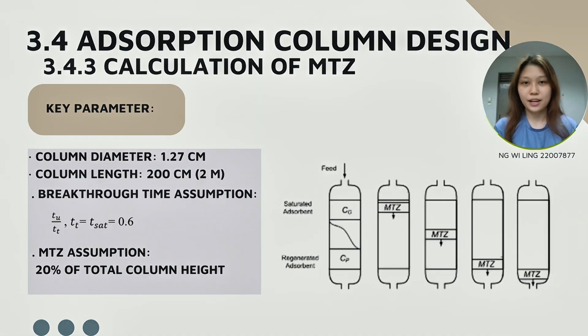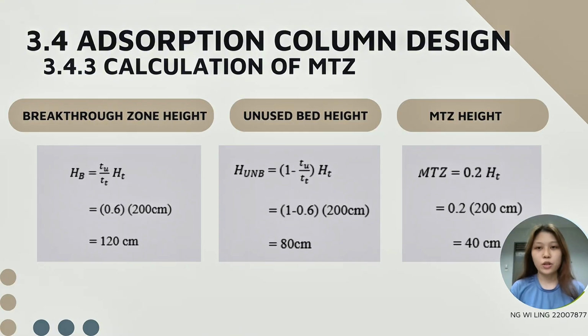Moving on to the MTZ design, where the mass transfer zone, MTZ, represents the region in the adsorption column where the concentration of the pollutant gradually decreases from its initial value to near zero. The calculation of MTZ is essential for designing an efficient column, ensuring that breakthrough does not occur prematurely and the adsorbent is effectively utilized. A few key parameters are designed based on our references. Through calculation, the breakthrough height equals 120 cm, while the unused bed height equals 80 cm. By using these values, MTZ height is calculated to be 40 cm.